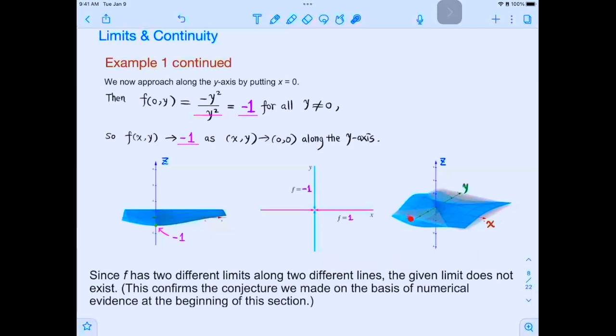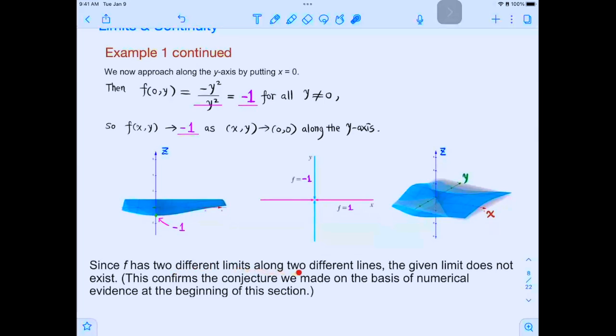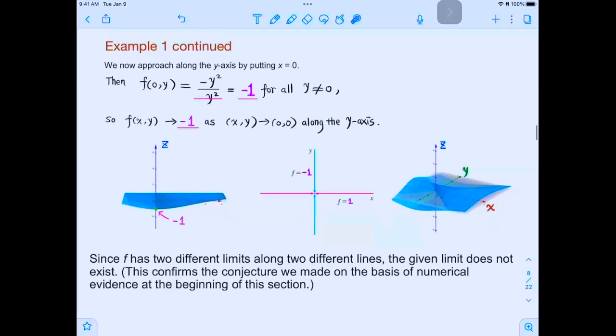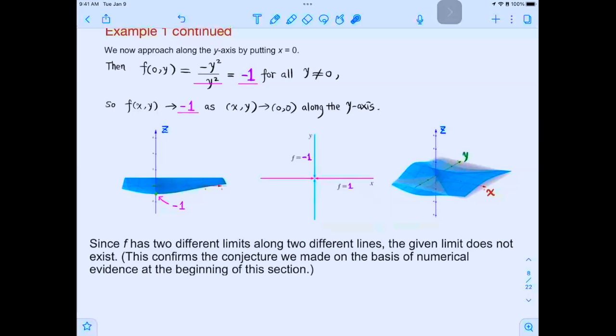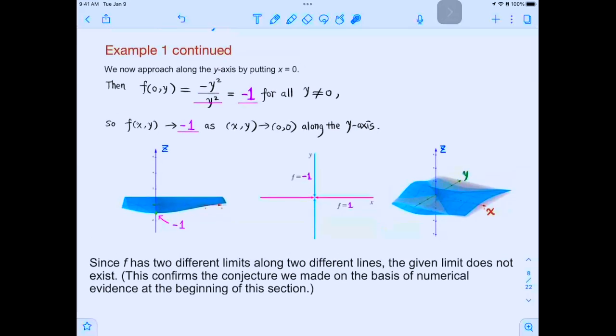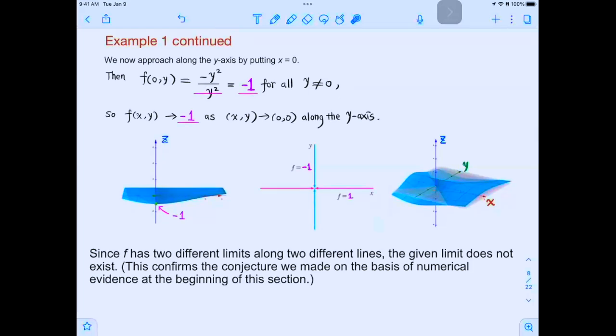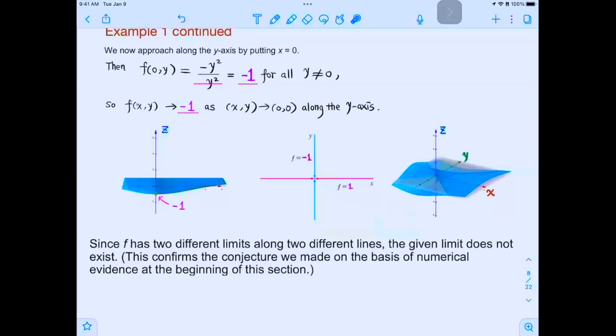Now, I'll try to put a 3D picture here. Along the x-axis, it's always 1. Along the y-axis it's always negative 1, so down here. So now we have two different paths that give you different limits. Along the x-axis, it goes to 1. Along the y-axis, it goes to negative 1. Therefore, what's the conclusion for the limit of the function as x, y approaches 0, 0? Does not exist. As long as you can find different paths that give you different limits.